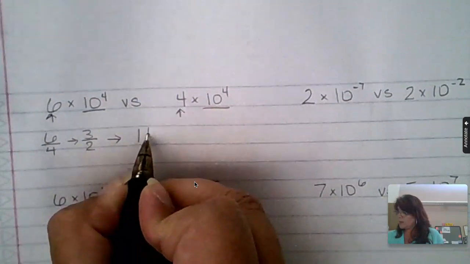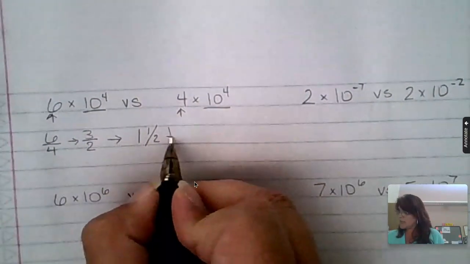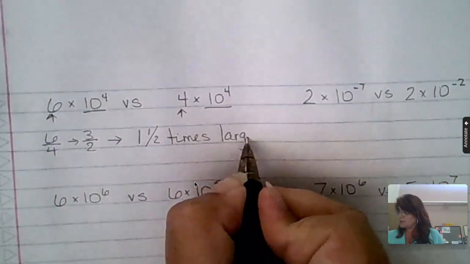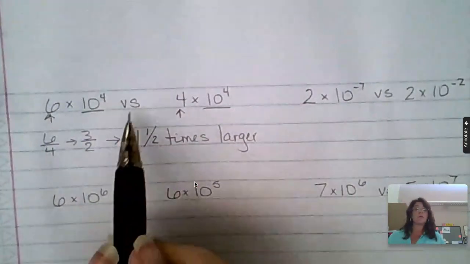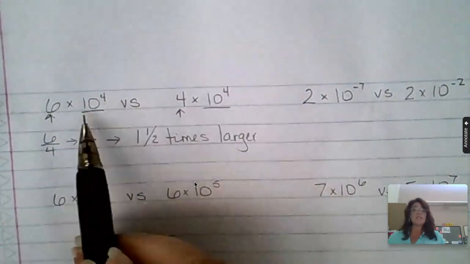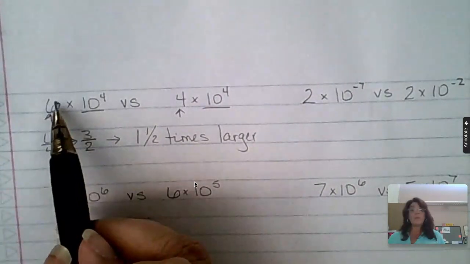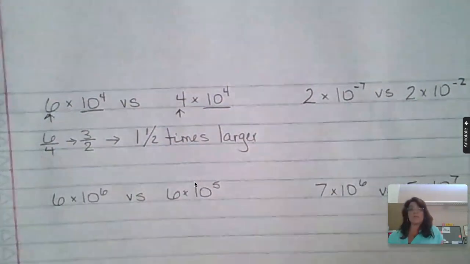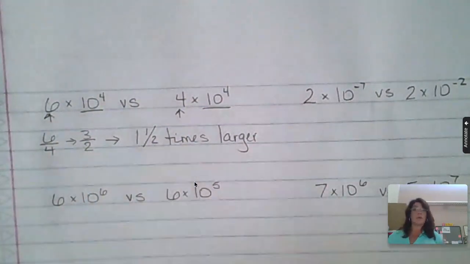1 and 1/2 times larger. So the place value is the same, but my leading number is bigger, so I know it's 1.5 times larger. I can make the comparison.